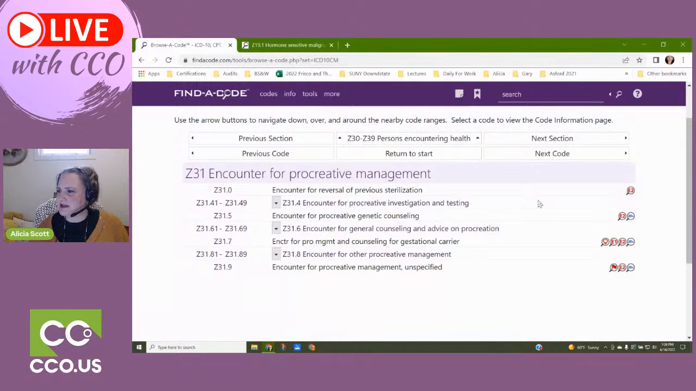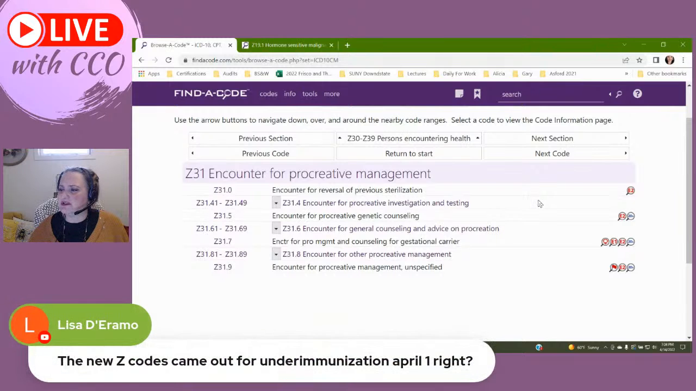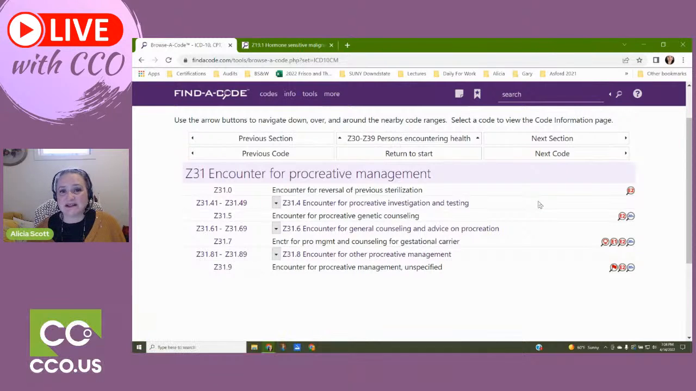And let's see. The new Z codes come out for immunization April 1st, right? Yes, I do believe you are correct, Lisa. What they've started doing now with ICD-10, since COVID came out and it was unprecedented that they implemented codes in the middle of the year, they decided to update them in the middle of the year for the next year. And guess what? It worked out so well that now they are going to drop codes in the middle of the year on April 1st. So it is a relatively new thing.